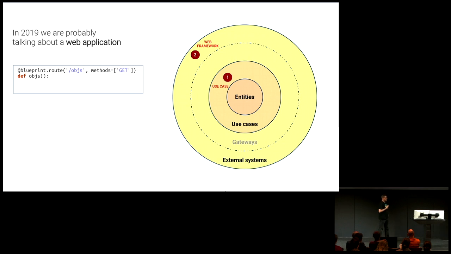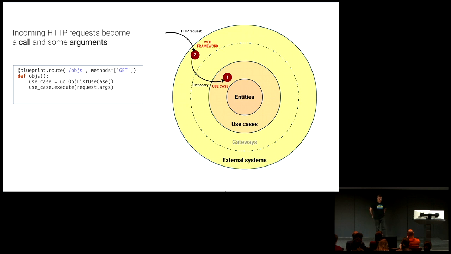In 2019, we are probably talking about a web application, but it could be a mobile application. It could be a command line interface. I'm just giving you an example. If this is a web application, I can go with Flask, for example, and create an endpoint like this. Cool. So the task of the web framework is that of receiving HTTP requests and translating these requests, extracting the parameters, like the query string parameters, for example, and calling the use case. So the HTTP request becomes a call with some parameters.